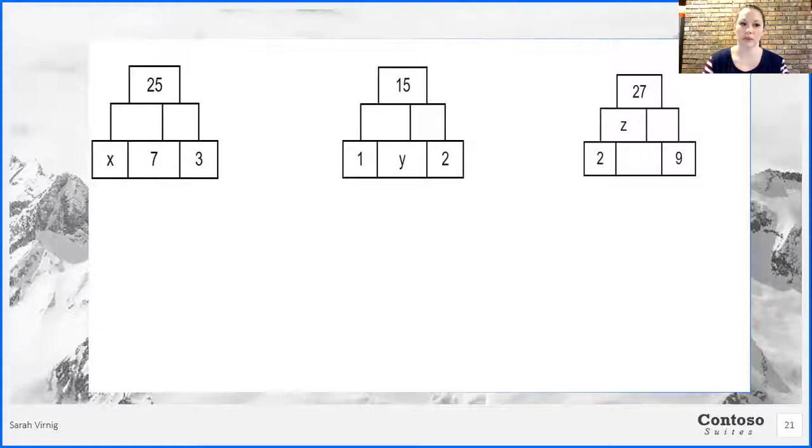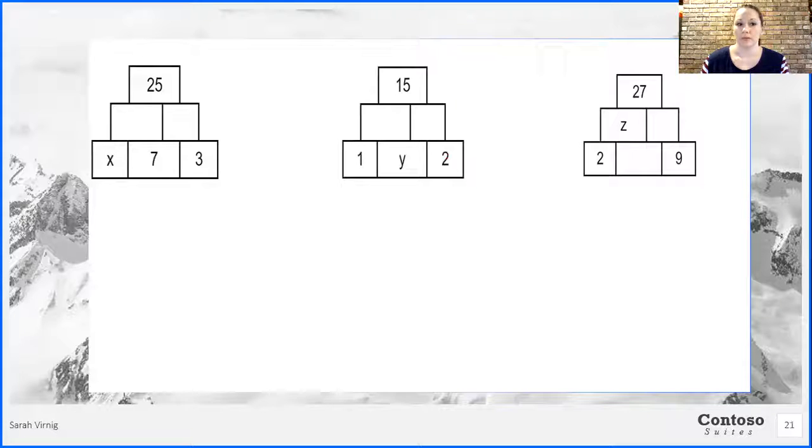Okay, in our first one, we have 25 at the top, nothing in the middle, and we have x, 7, and 3 for our bottom. Now, to find the answer, we're going to need to find x first. So we know to find this middle left box, x plus 7 will give us this. Now, on our right side, we know that 7 plus 3 gives us 10. So we already know that that number is going to be 10.